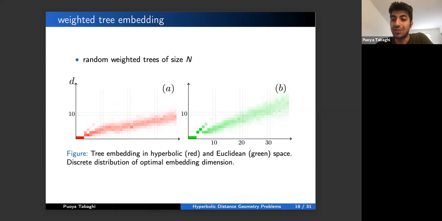And that, again, stands for the fact that if you're dealing with weighted trees or any tree-like structure, you're better off embedding them in hyperbolic spaces, at least in dimension, and in some ways in accuracy as well.